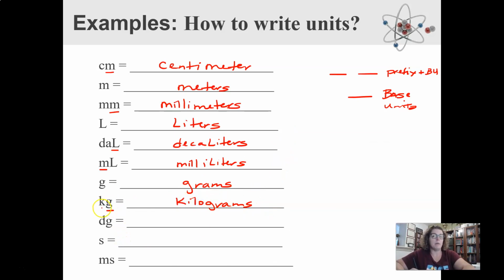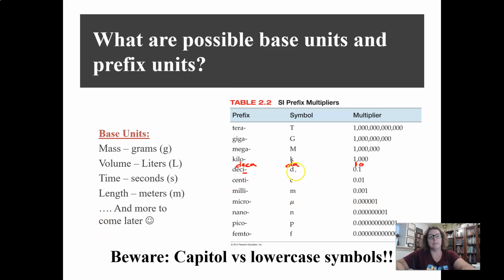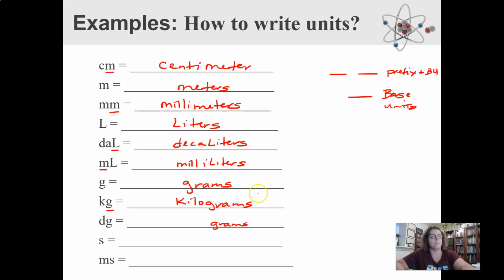And the k is not capitalized because we do have a K that's capitalized in chemistry called Kelvin, but kilo is little k. dg, well, I know I have grams. But the question is that d, is that deca, or is that deci? So if I look at my chart, the only one that has little d, that is deci.